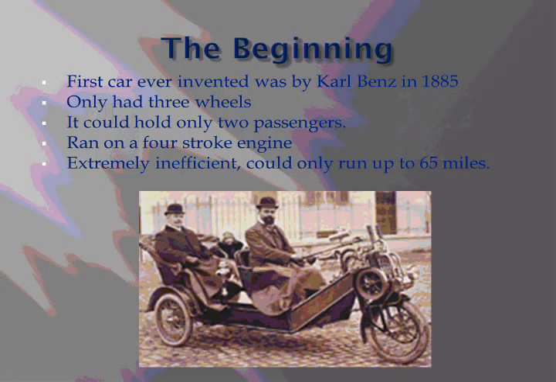Although it is commonly thought that Ford's Model T was the first car, it was actually invented by Carl Benz in 1885, who later went on to start Mercedes-Benz. Benz's car only had three wheels and seemed more like a tricycle than a car. It was only able to hold two passengers and ran on a four-stroke engine. Benz's model was extremely inefficient, running only up to 65 miles. This is a picture of its original.